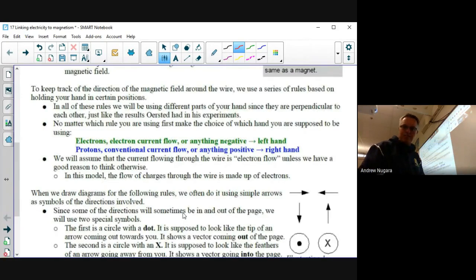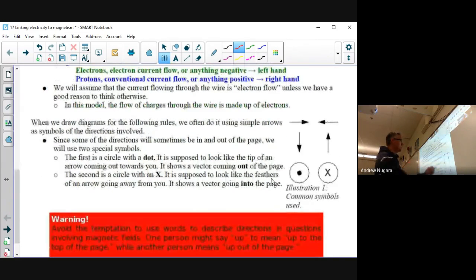Anything that is negative, electrons, use your left hand. Anything that is positive, protons, alpha particles, use your right hand. Down here in your lesson, you will have these other conventions. Obviously, this is to the right, this is to the left, this is down, this is up.